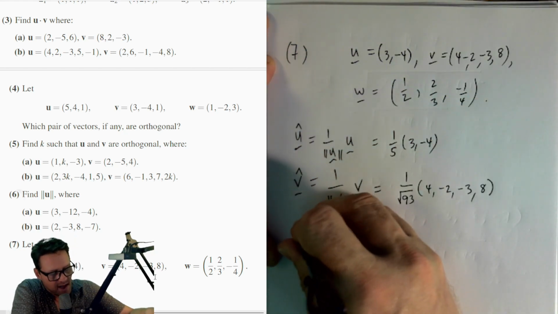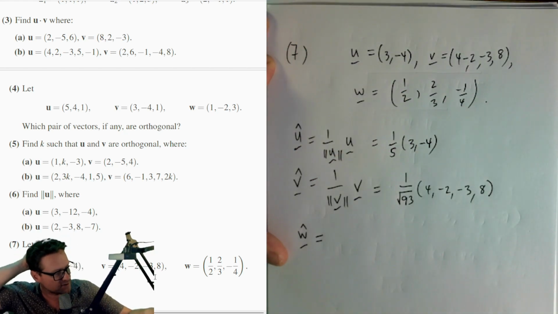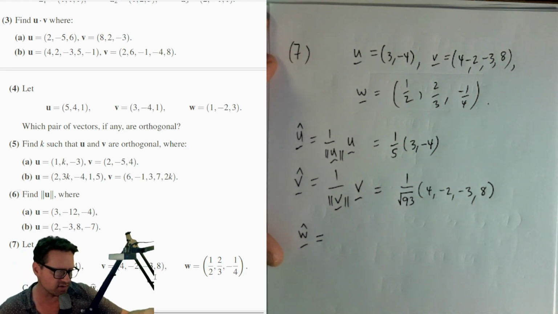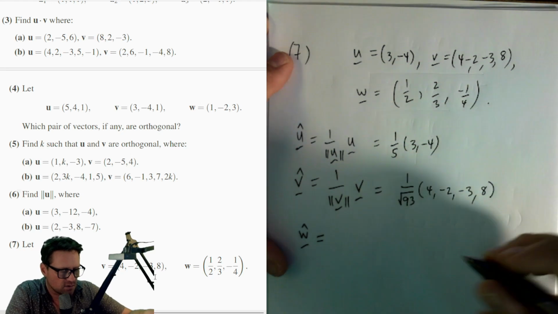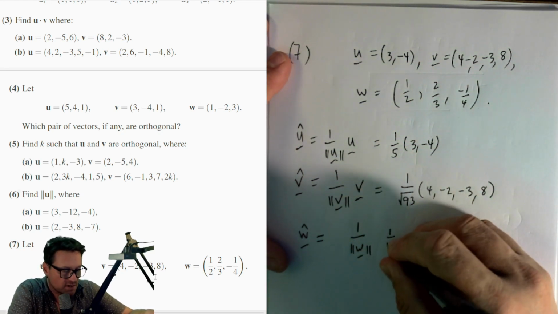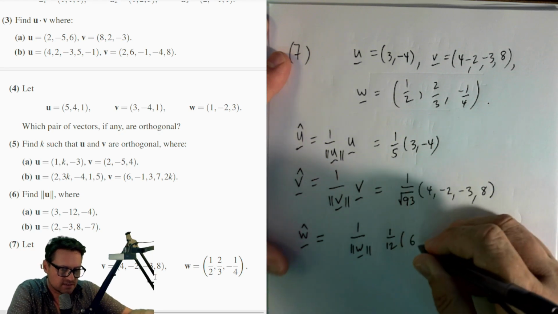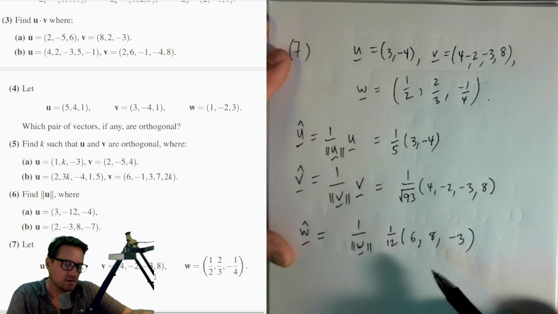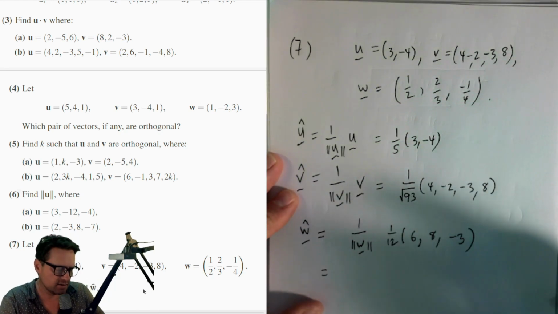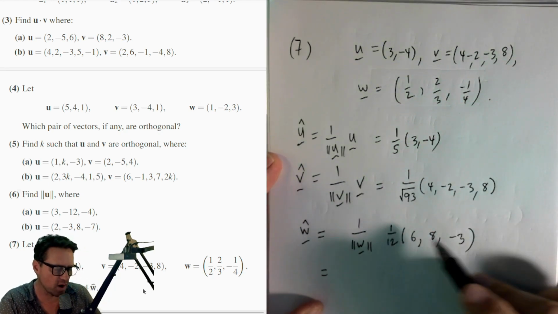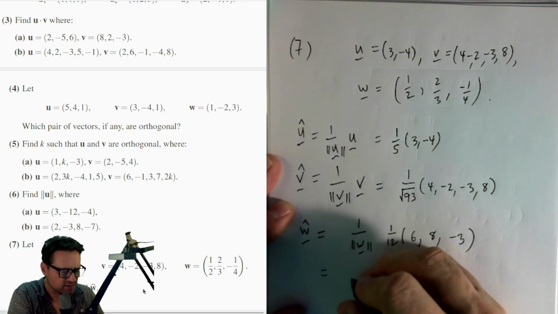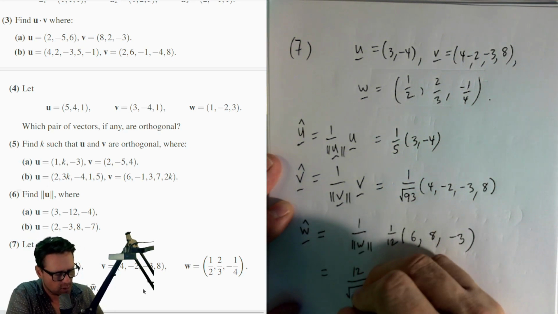Okay, now w hat. So first let's write w by pulling out the common fraction there. So let's write everything here over 12. So 1 on the norm of w, and then I'll just rewrite w as 1/12 of 6, 8 minus 3. Okay, now let's take the norm of this vector. So we have norm square root of 109 divided by 12. So the multiplicative inverse of that is 12 over the square root of 109.